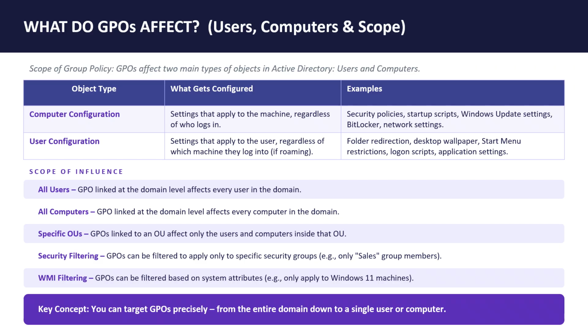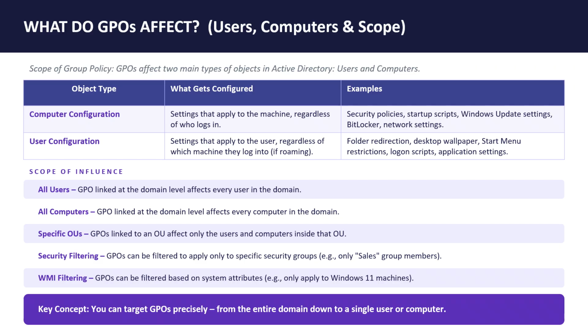User configuration settings apply to the user, regardless of which machine they log into, provided they have roaming profiles. These include folder redirection that saves user documents to network locations, desktop wallpaper restrictions, start menu limitations, logon scripts that run when the user signs in, and application settings such as default browser configurations.